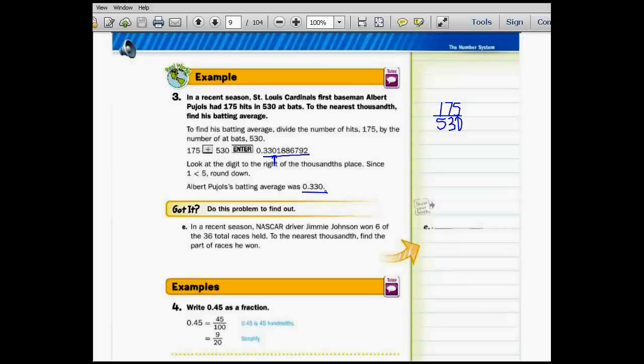All right, looking down at the examples. Example 4. Write 0.45 as a fraction. Again, we talked about 0.45, and we could properly say that as 45 hundredths. So that is it as a fraction: 45 hundredths.